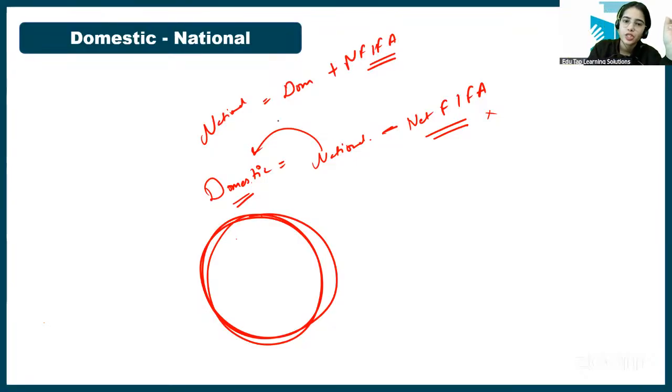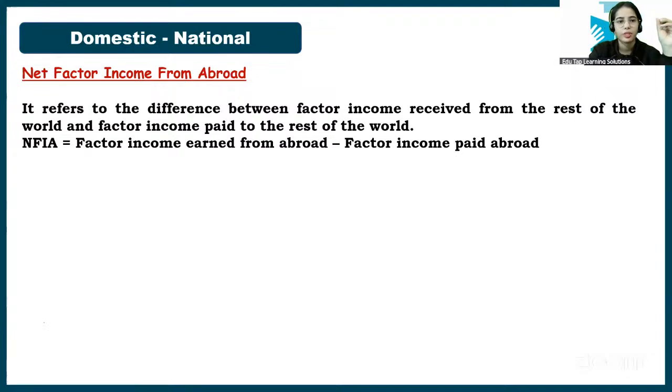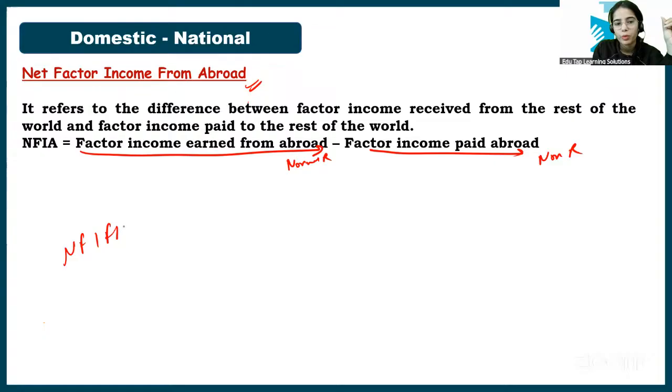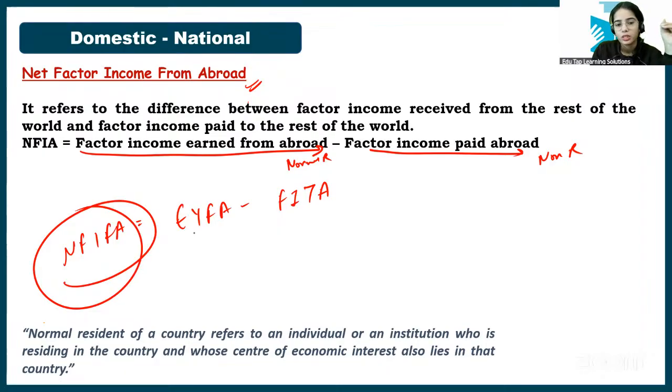So if you are going from national to domestic, deduct net factor income from abroad. Only the basics you have to cover. You do not have to go too much in depth. Okay. So net factor income from abroad is your factor income earned from abroad by the normal residents minus factor income paid abroad to the non-residents. So net factor income from abroad is your factor income from abroad minus factor income to abroad. Now here we have discussed the term about the normal resident of a country.